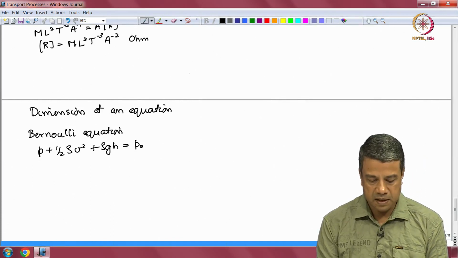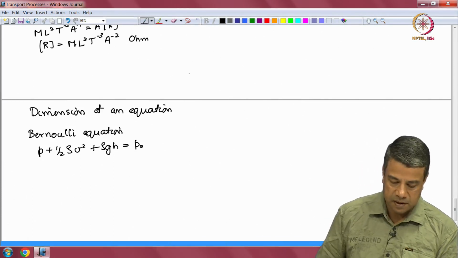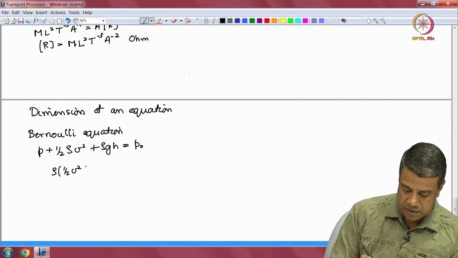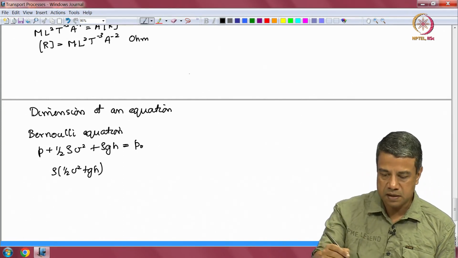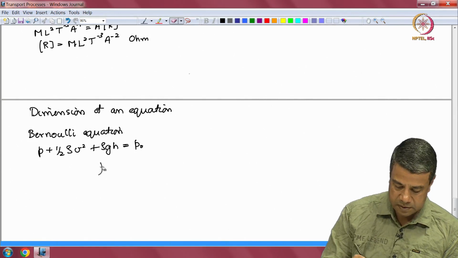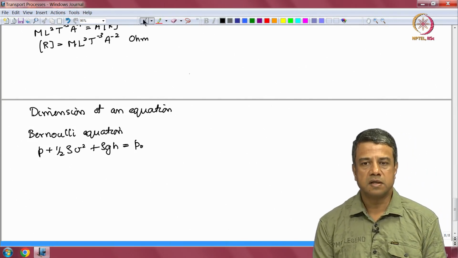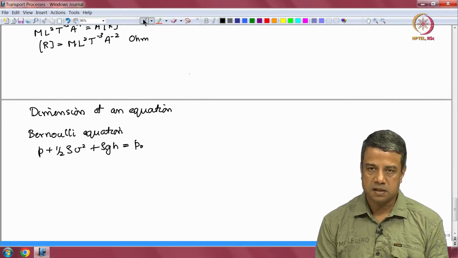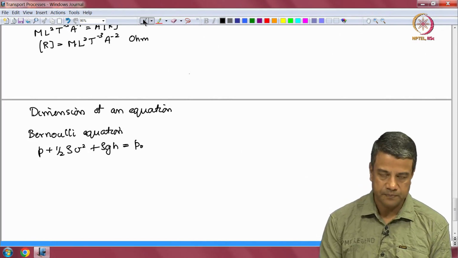I have expressed it as the sum of additive terms. If in case you have some terms that are multiplied, for example, if I had rho into half v square plus g h, then I need to expand it out, so that I get the sum of only additive terms. When written this way, for a dimension to be valid, each term has to have the same dimension, that is the dimension of the equation. Let us see if each term has the same dimension here.